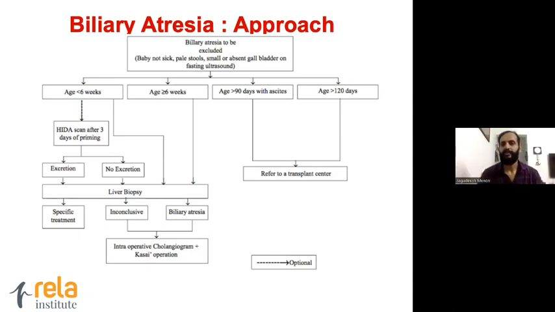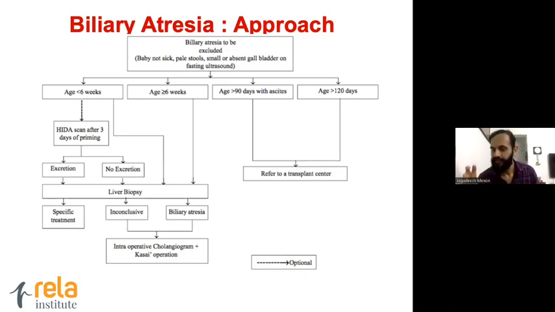This was an initial recommendation by the IAP of India, but in our center, we don't basically do a high-dose scan or a liver biopsy when it looks very clinically suggestive of biliary atresia. When a child presents at more than 90 days, or maximum up to 100 days, then we don't offer Kasai surgery. They need to go for a liver transplant.